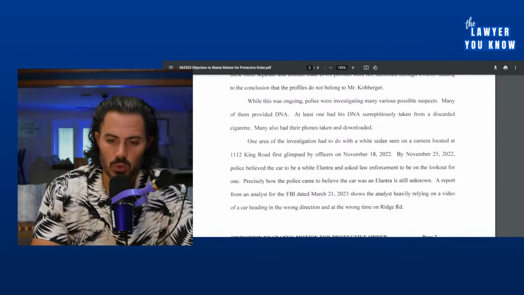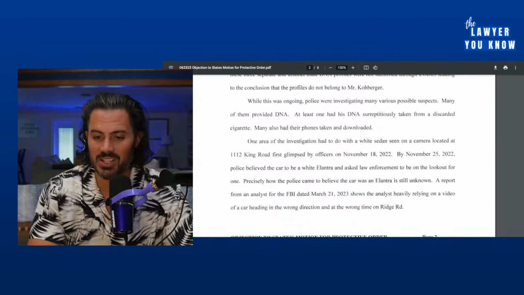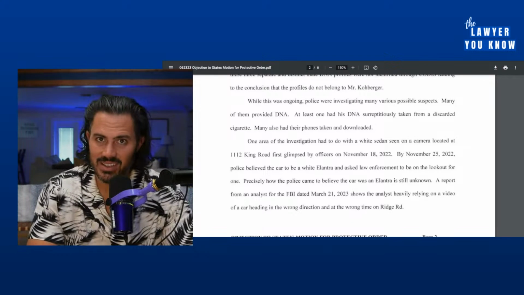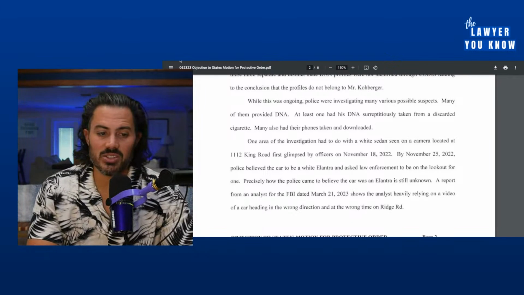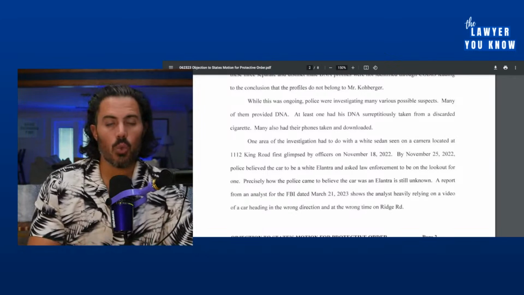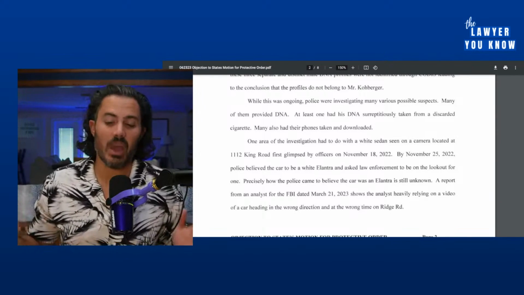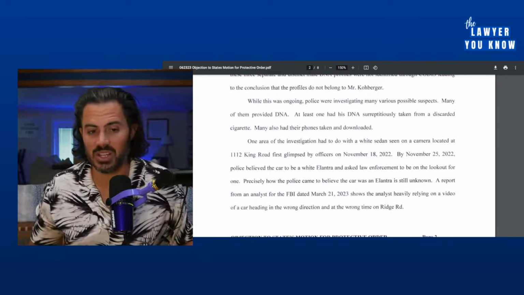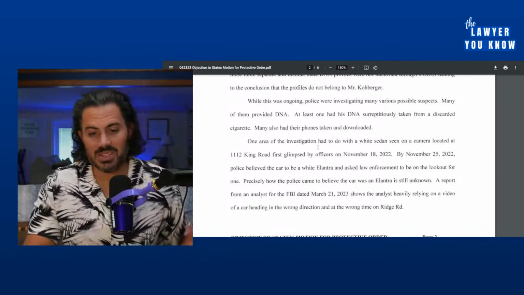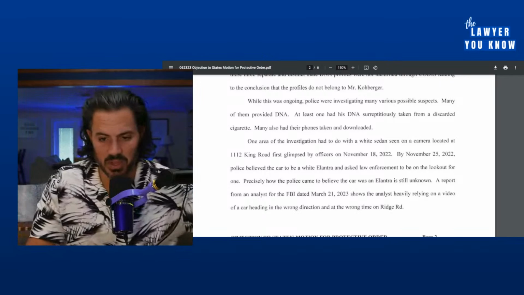While this was ongoing, police were investigating many other possible suspects, and they can say that, and we can sit here and say, oh, there were all these other suspects, but we know there were thousands, if not millions, literally, of tips that were going through tip lines and being emailed in and called in. So it's not a stretch to think there were various other suspects.